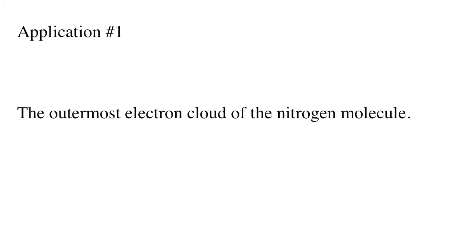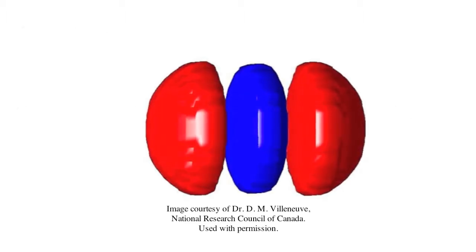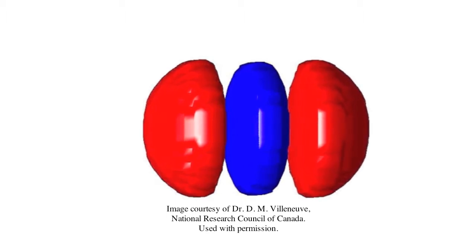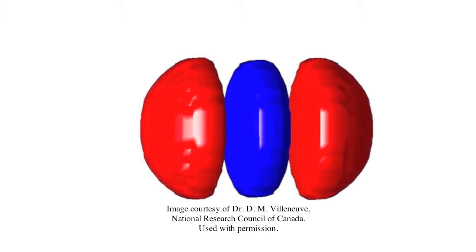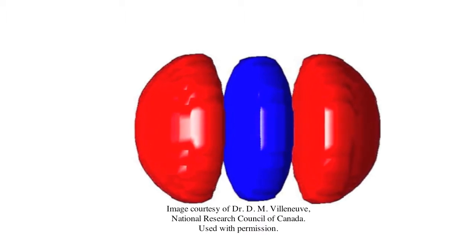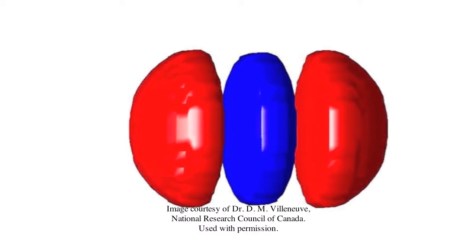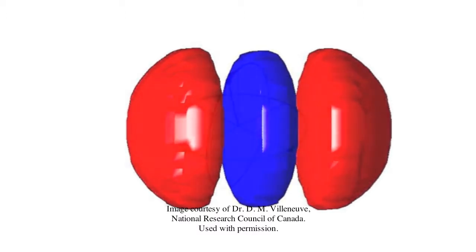Application number 1, the outermost electron cloud of the nitrogen molecule. This is a tomographic image, or CT scan, of the outer electron cloud of the nitrogen molecule. Red and blue represent opposite orientations of oscillations of the particle's waveform.